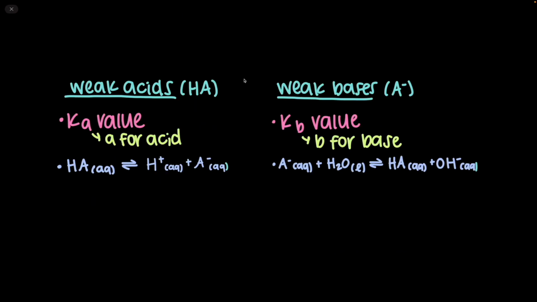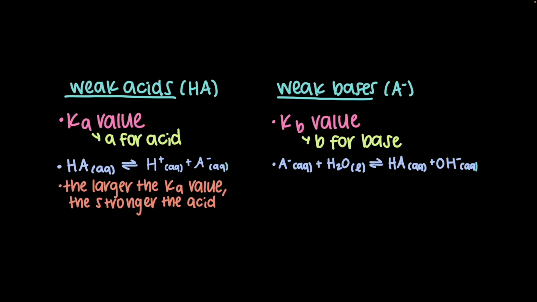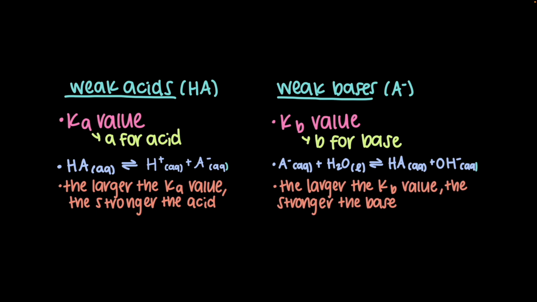There will be a spectrum for how we can categorize weak acids and bases relative to each other. Some weak acids and bases can be stronger than others, meaning they create more protons and hydroxide ions at equilibrium. The value of Ka and Kb will help us to measure the strength of weak acids and bases. The larger the Ka value, the stronger the acid, and the larger the Kb value, the stronger the base.